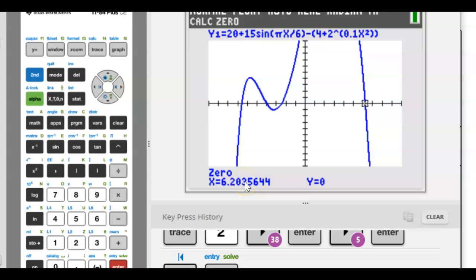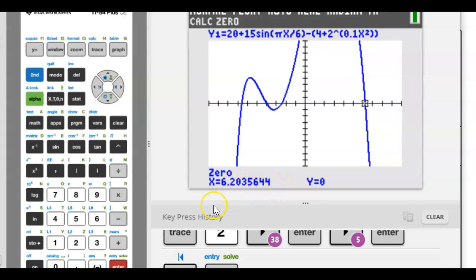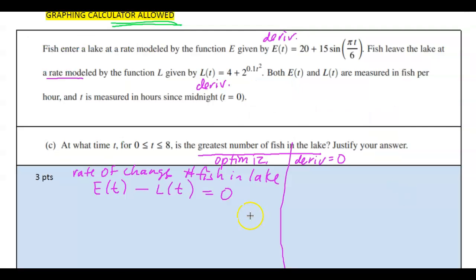Now, because I am not done with this answer maybe, I'm going to write down all those decimal places. So let's go back, and we're just going to write that down. So t equals 6.20356. It's always 4 minimum, but more is better.